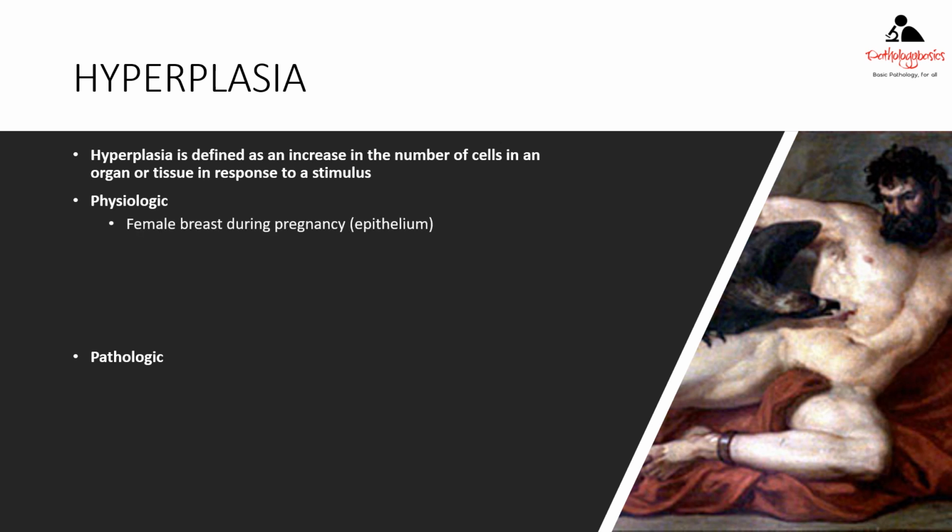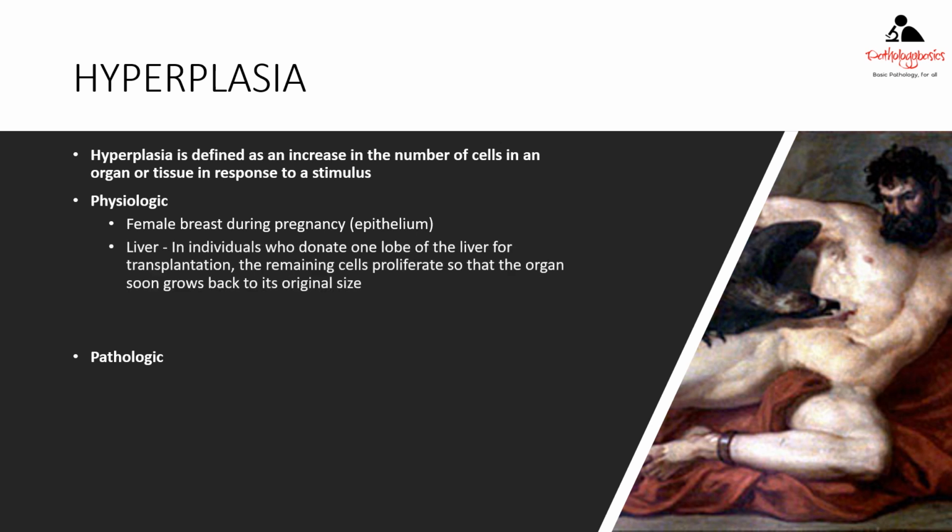A physiologic hyperplasia example is the female breast during pregnancy. What happens during pregnancy? The breast increases in size, especially the epithelium or the ductular epithelium. So there is hyperplasia of the breast in pregnancy. Liver, the example I just showed you, there is regeneration of liver. That was a story in mythology, but the important point here is that whenever a person donates a portion of the liver, his liver also regenerates.